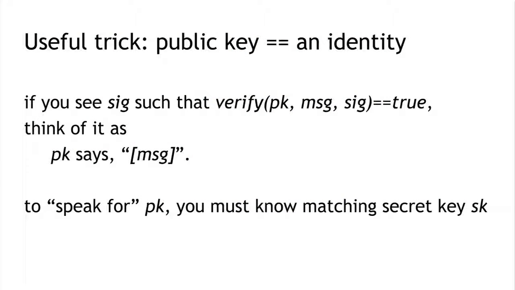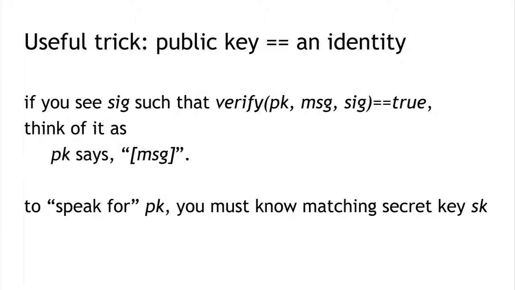And the useful trick is this. The idea is to take a public key, one of those public verification keys from a digital signature scheme, and equate that to an identity. That is an identity of a person or an actor in a system. So if you see a signature that verifies correctly, that is, if you see a signature such that you can verify with someone's public key that that is a signature on a particular message, then you can think of that as that public key saying the message.